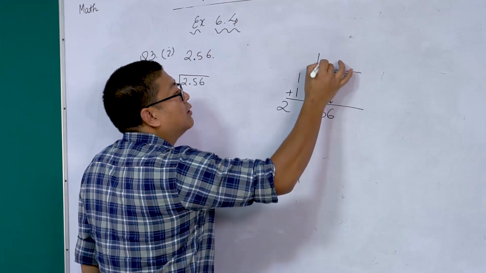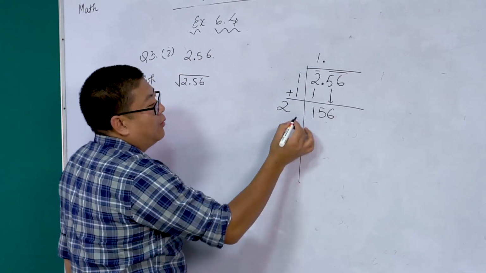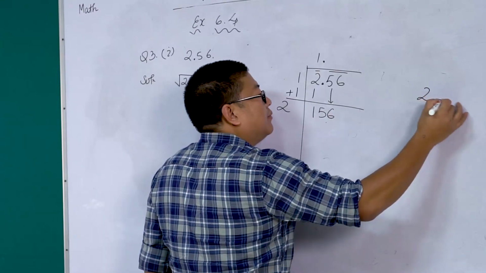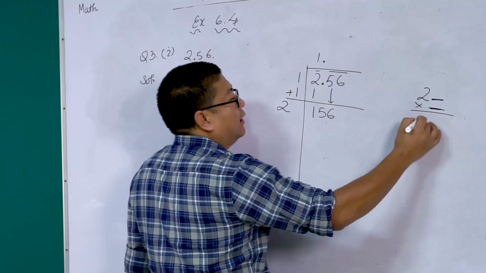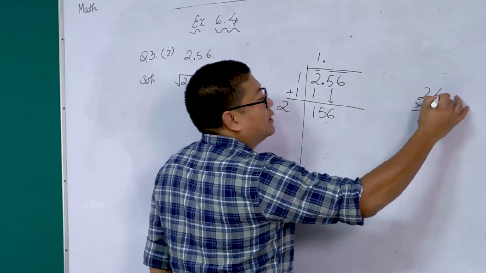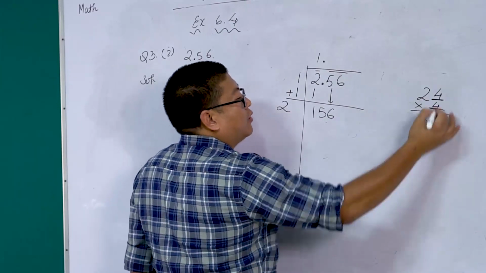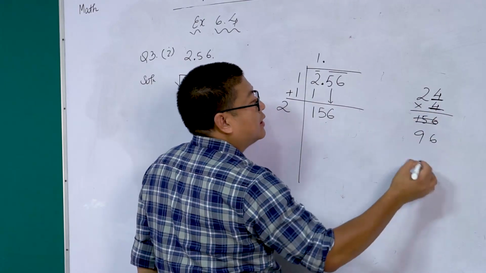Now, this number has to come down, 56. But there's a point. So we will put a point, bring it down. Alright, 1 point. Now we have to find some number which we will multiply with and get 156. So we can try with 4 first. 4 into 4 is 16. 4 into 2, 8, 96.